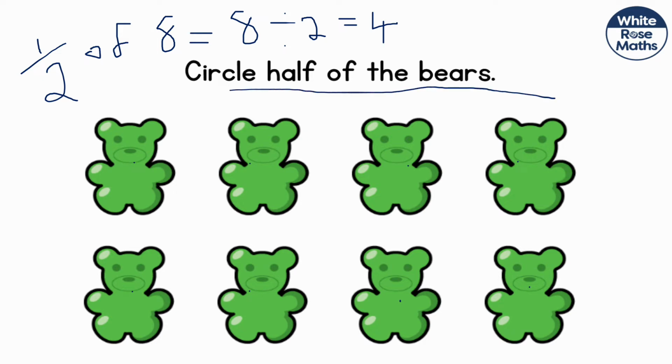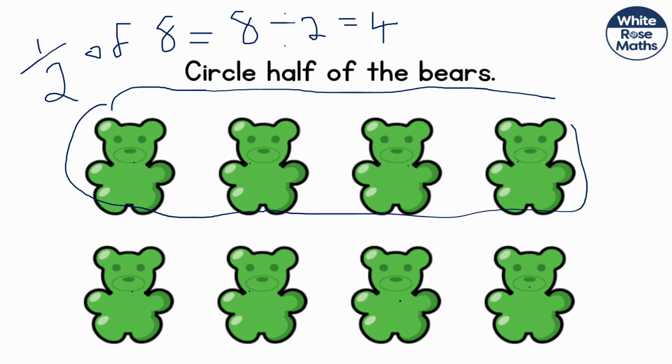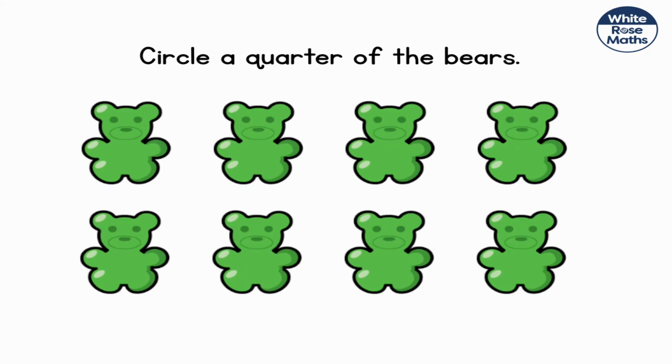So I'm going to circle this half, 1, 2, 3, 4. Half of it. Next question. Circle a quarter of the bears. 1, 2, 3, 4, 5, 6, 7, 8. So I want a quarter of 8. This is my fraction.